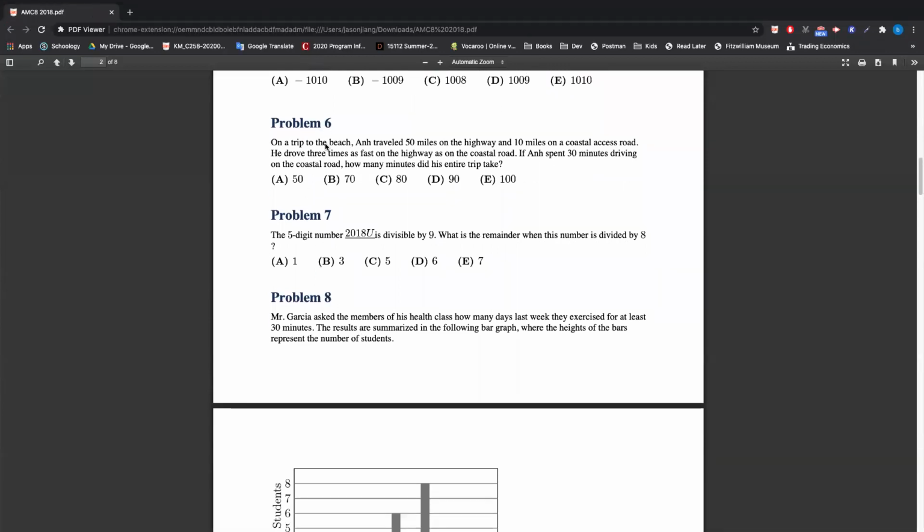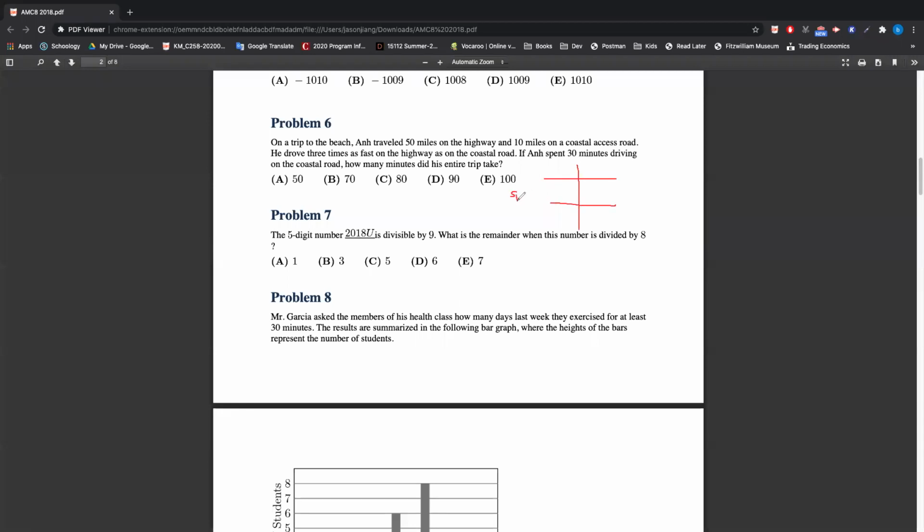Okay. So we have someone who's on a trip to the beach, traveled 50 miles on the highway and 10 miles on a coastal access road. He drove 3 times faster on the highway, and we want to know if he spent 30 minutes on the coastal road, how many minutes his entire trip would take. So we can just sort of draw a table. It's probably best for this.